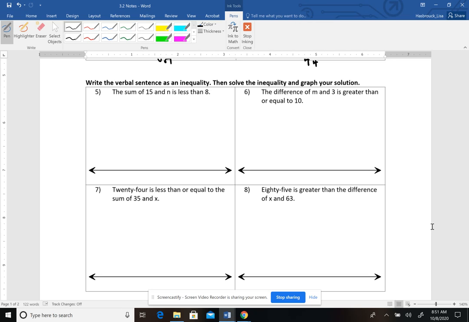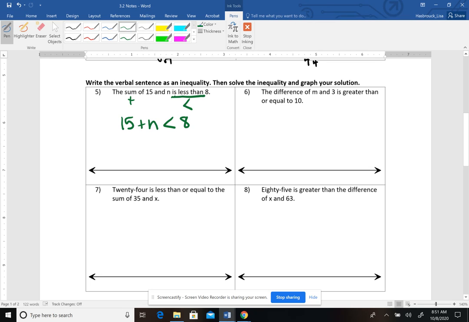For number 5, it says the sum of 15 and n is less than 8. So you need to know that sum means add. So we're adding 15 and n. Then it says is less than. That's this inequality symbol. So we have 15 that we're adding to n, and it's less than 8.